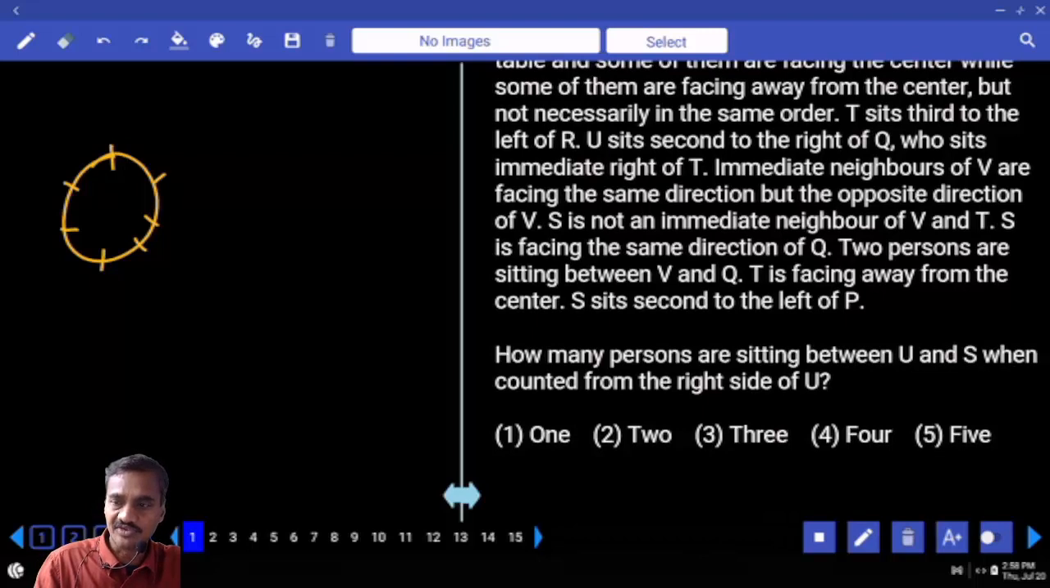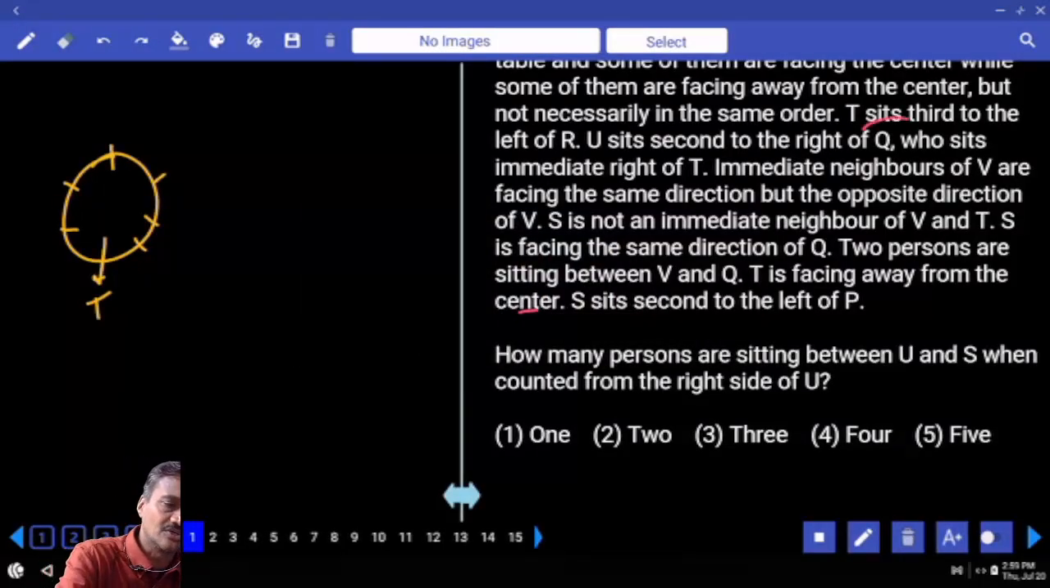T is facing away from the center. And where is this T? T is facing away from the center. And S sits second to the left of P, isn't it? And T sits out to the left of R. Now T is away from the center. Then T sits out to the left of R.